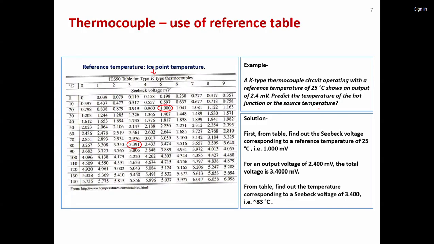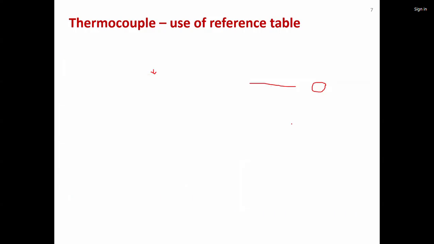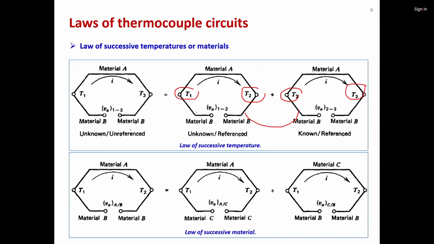So how do you do that? You go to the K-type thermocouple table, because we are using a K-type thermocouple. Now this table is prepared with the reference temperature at ice point. But in your experiment, your reference temperature is 25 degrees centigrade. So what you do is you use the law of successive temperatures. That means in your thermocouple table, your hot junction temperature is something that you want to measure, and the cold junction is at ice point.